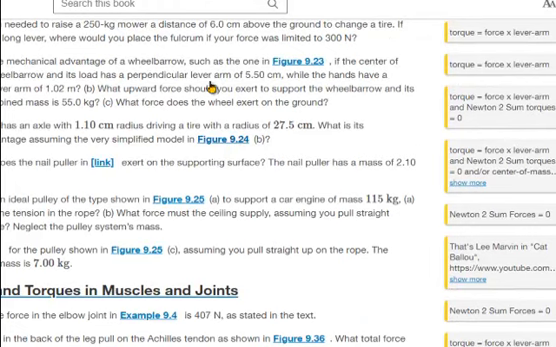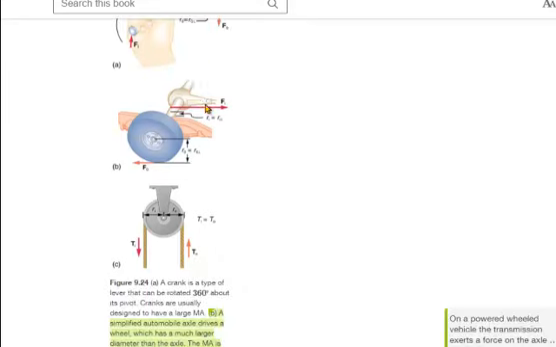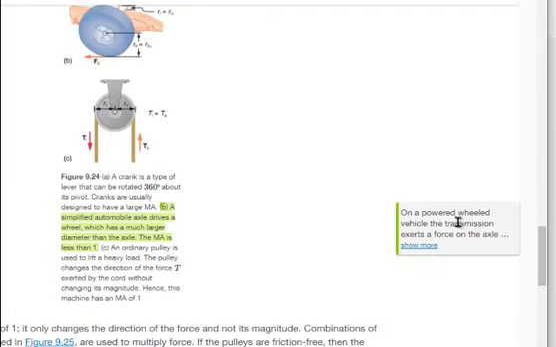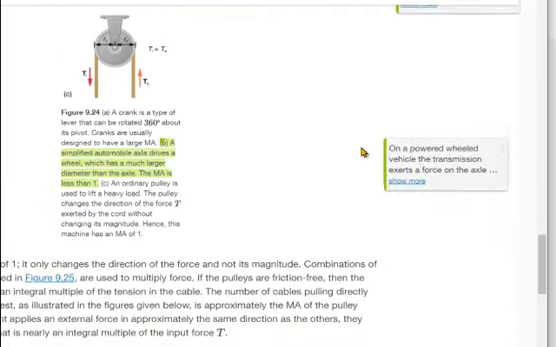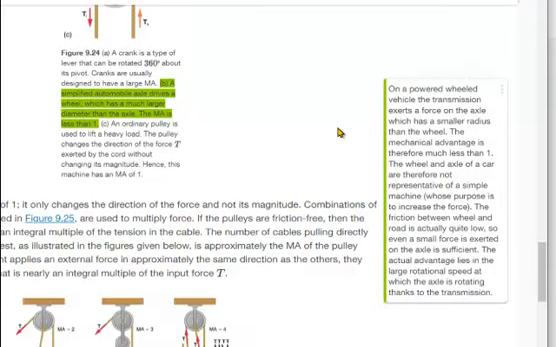So when I click on this one here, we have a number of simple machines like the pulley. Here's the crank, which actually is the wheel and the axle. And then here's the wheel and the axle that you're familiar with. This one here, I put a long note on for myself. On a powered wheeled vehicle, the transmission exerts a force on the axle which has a smaller radius than the wheel. The mechanical advantage is therefore much less than 1 instead of larger than 1.